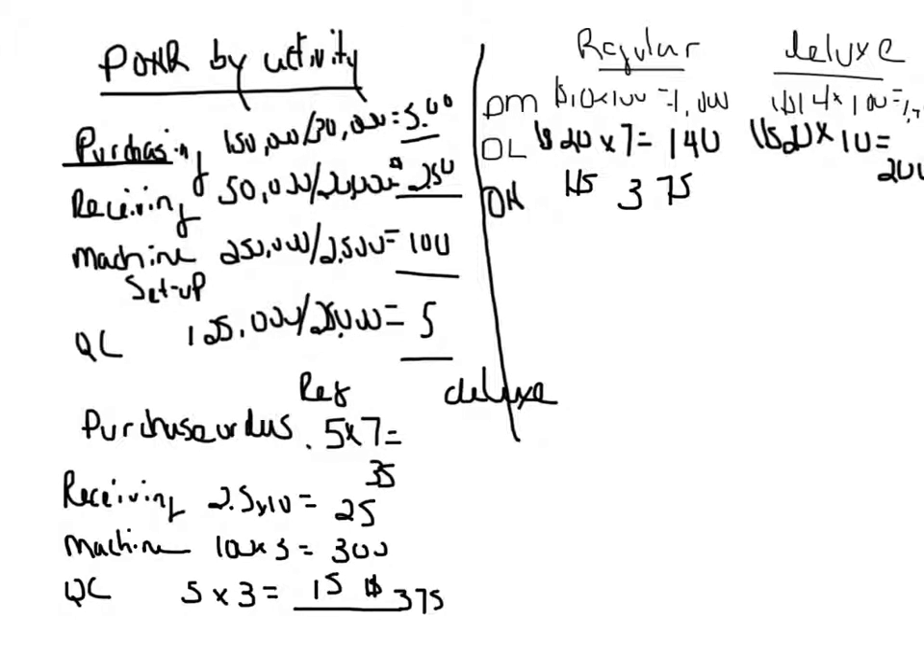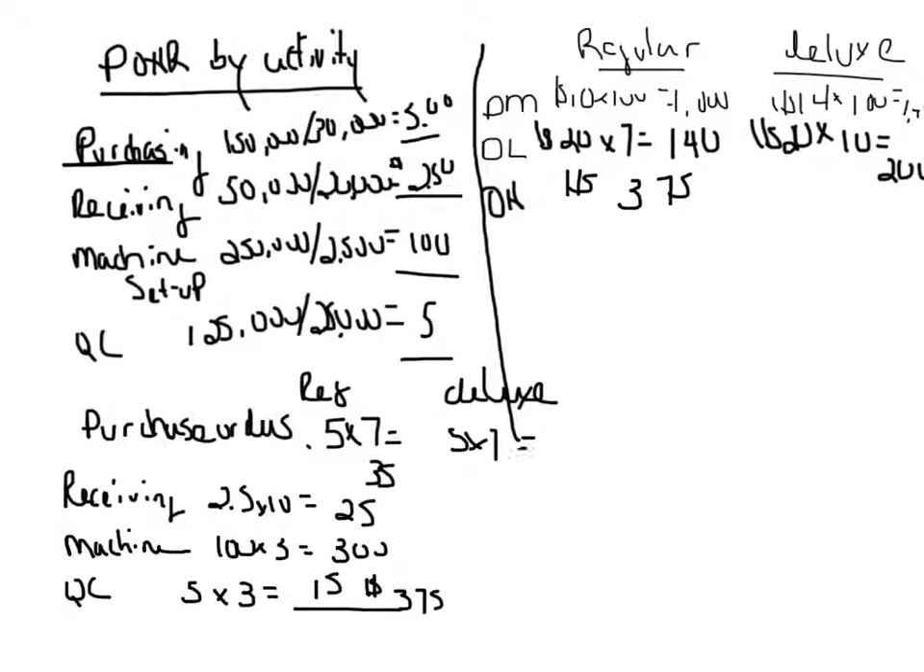Now for deluxe, we're going to do the same thing, right? So who could tell me quickly this one? Yes, 35 for purchase. So for purchase, we have, again, $5. For deluxe, everybody see where this is coming from? Okay, we have deluxe, the $5, the purchase orders were 7 again.